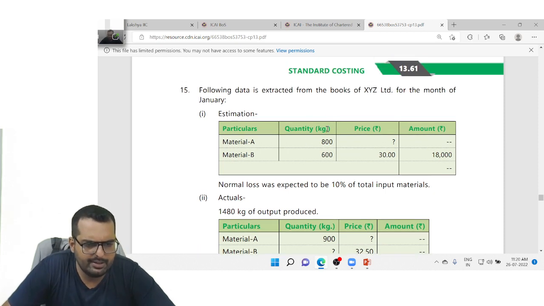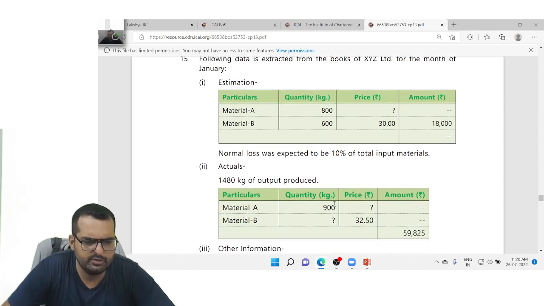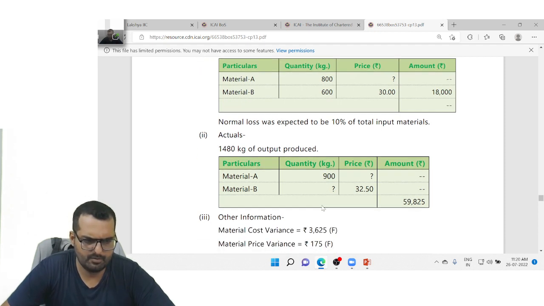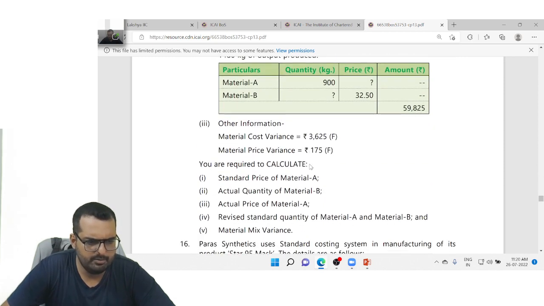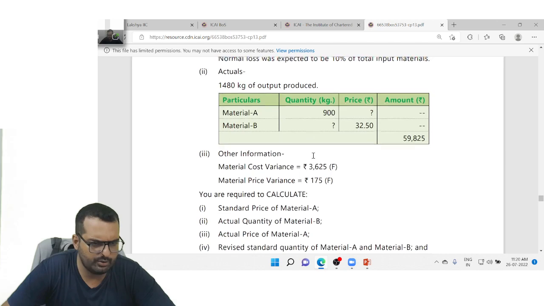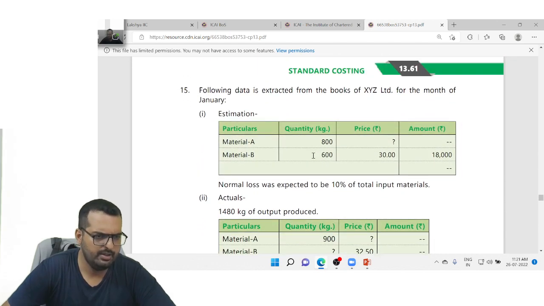All right, we have given the budgeted data, so we need to use this mix. SQ is based on actual output. Beautiful problem, friends. Can you try doing this on your own now? I'll give you 5 minutes time.